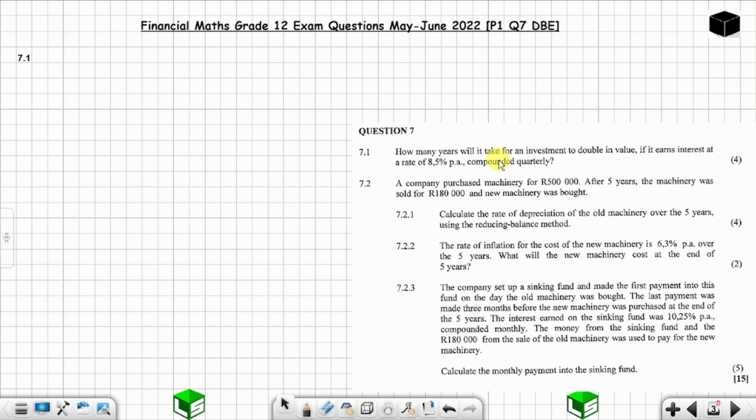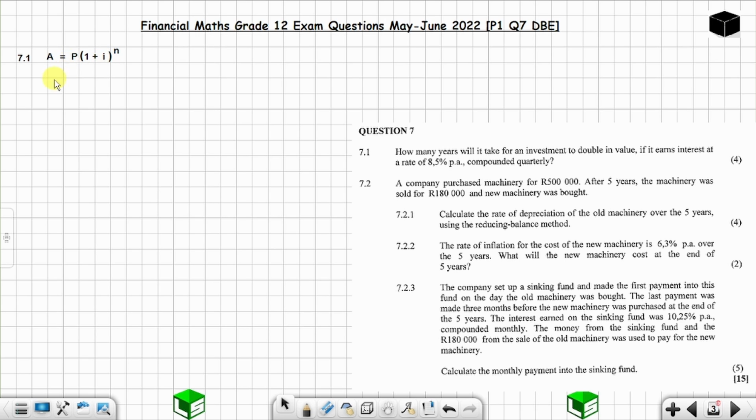You are not given the initial value and you are not given the final value, but you are told the final value is double the initial value. So we are not given the exact value, and if you are not given the exact value, use x. The person is not depositing a regular amount over a period of time, so you are not going to use the future value formula. You are going to use the compound interest formula, because there is an increase.